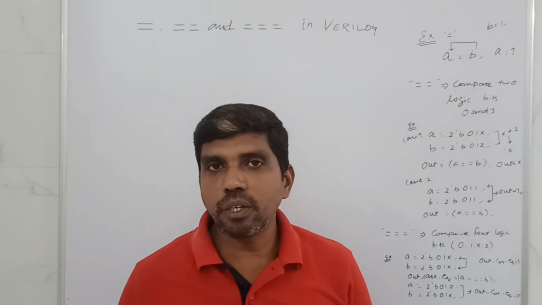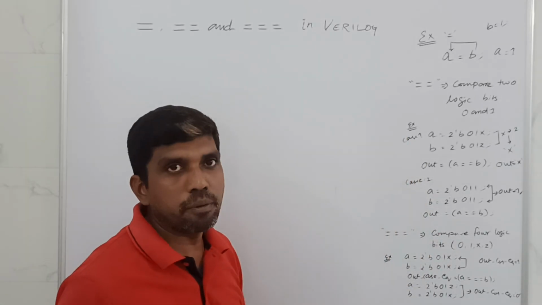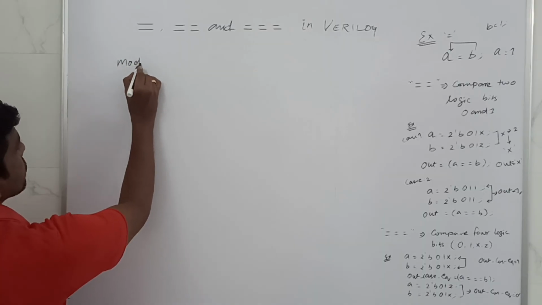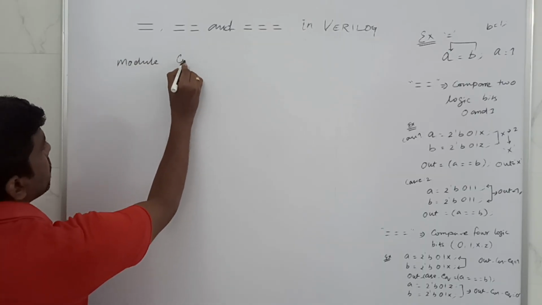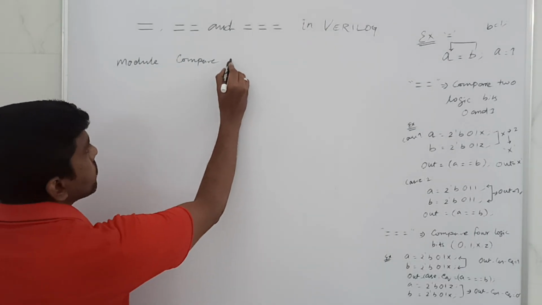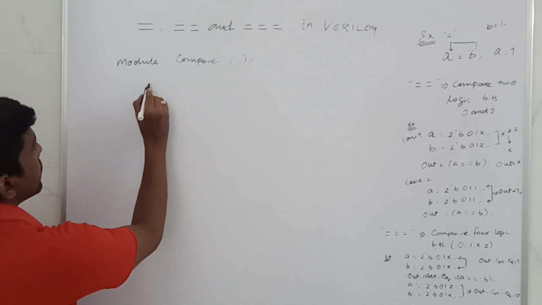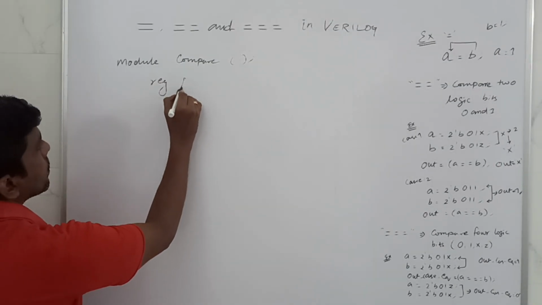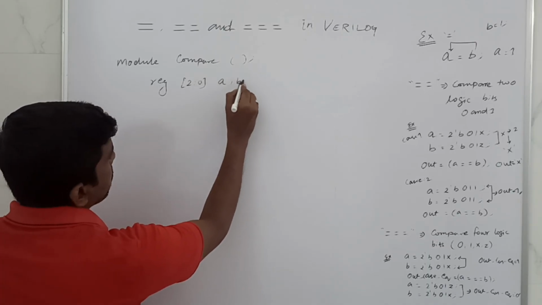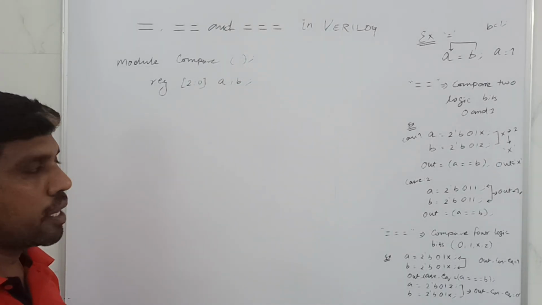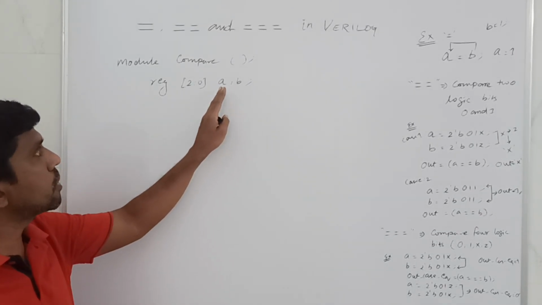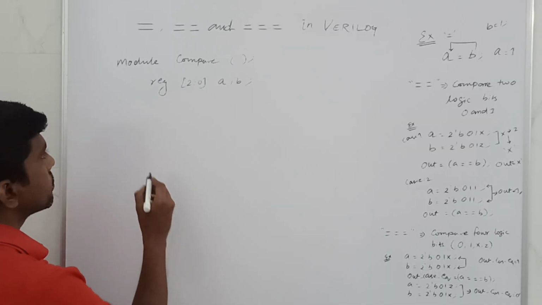Now I am going to write one Verilog HDL code using these three methods. As usual, first you write module, then the module name compare. So compare is the module name. Then reg [2:0] a, b. In this concept I am taking two variables for comparison, a and b. Both the variables consist of 3-bit values.